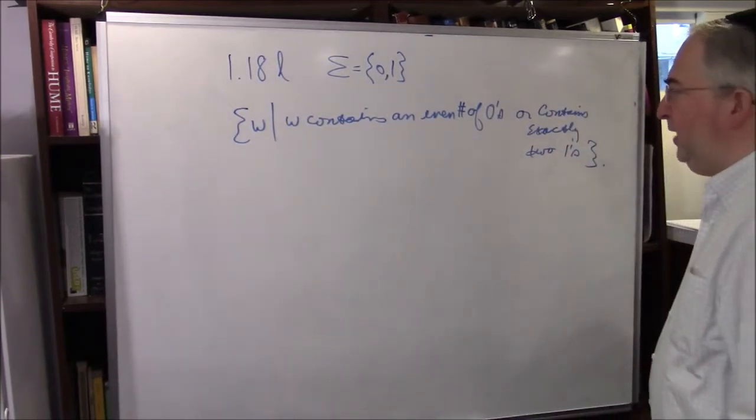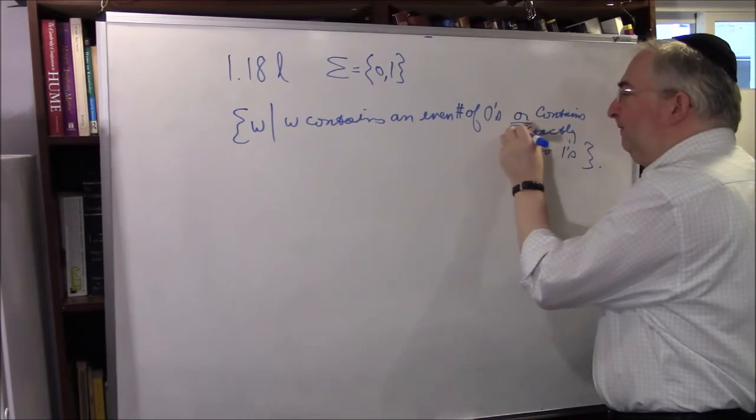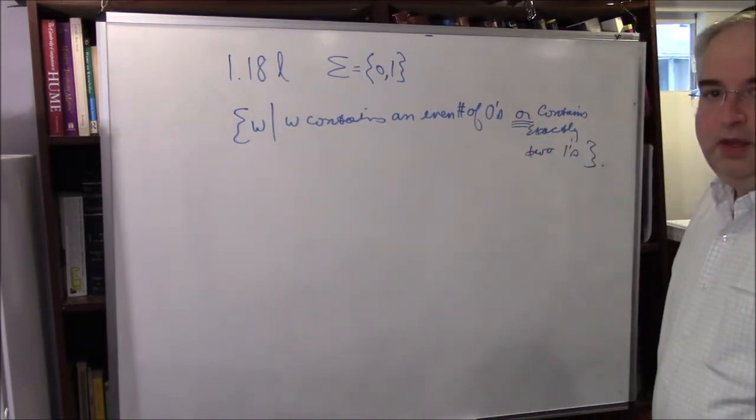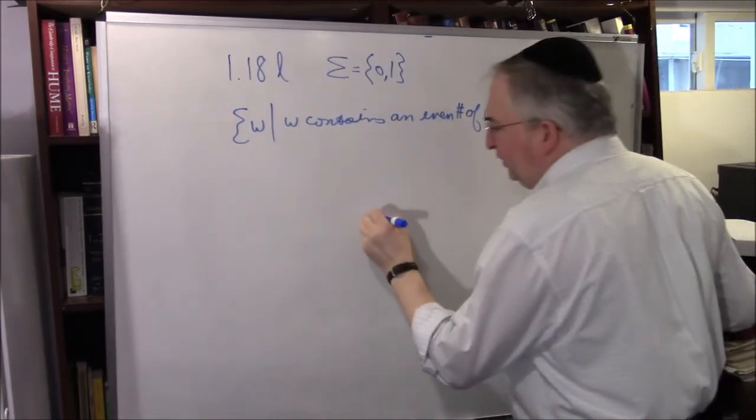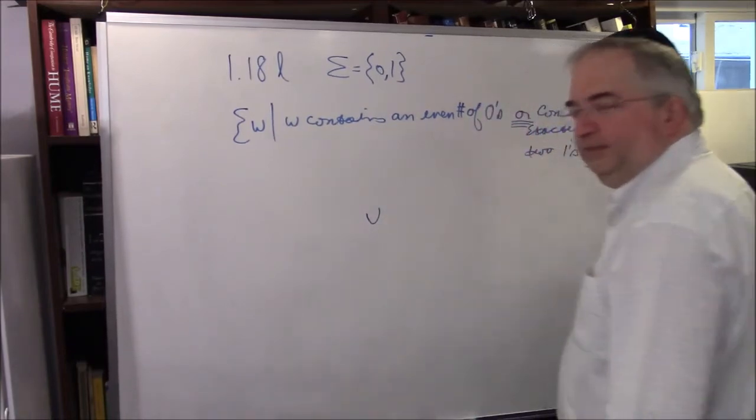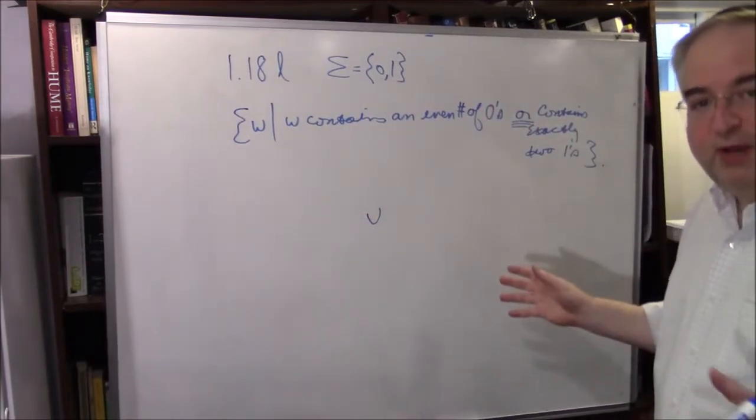Okay. The main word here is the word "or". And when you want to do "or", you know that that's going to be this. So now we could split the problem in half.